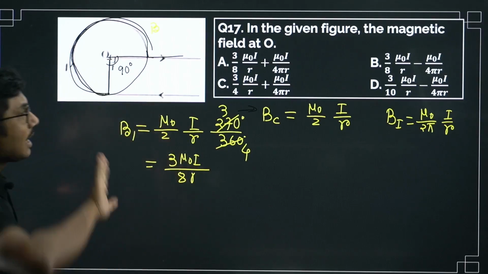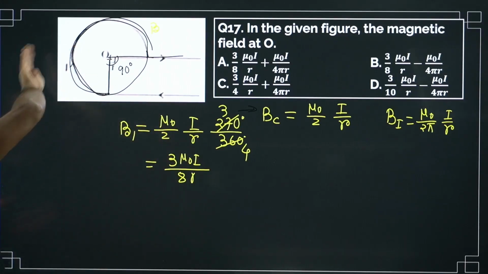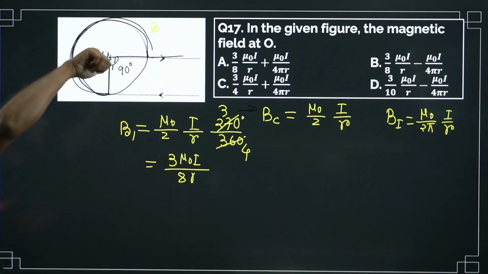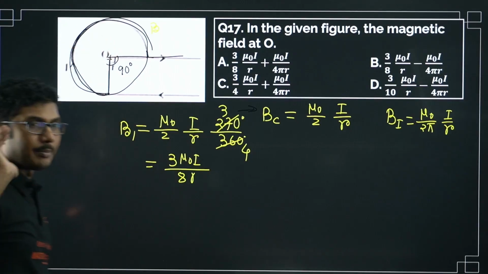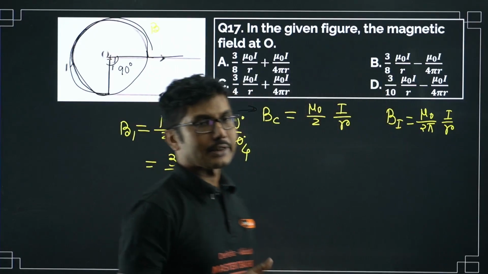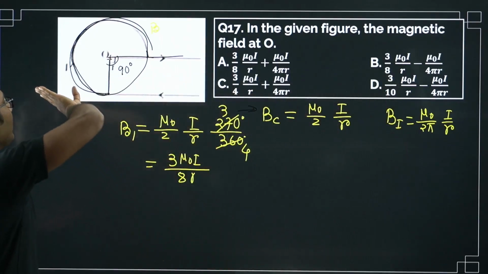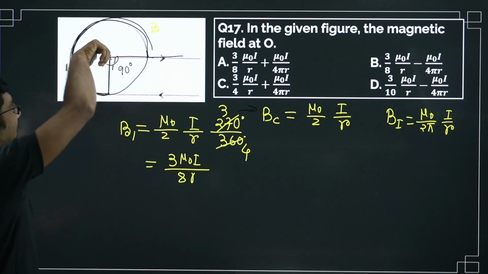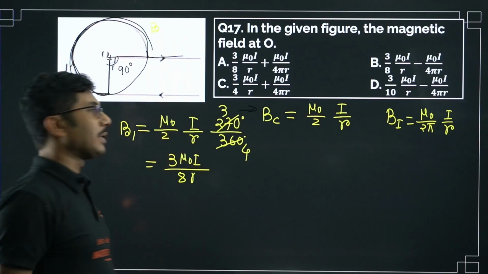What is the direction? The current is going like this, so it will be into the page. Always curl your fingers and try to find the direction of the magnetic field. So if you curl your fingers like this, the magnetic field is into the page.